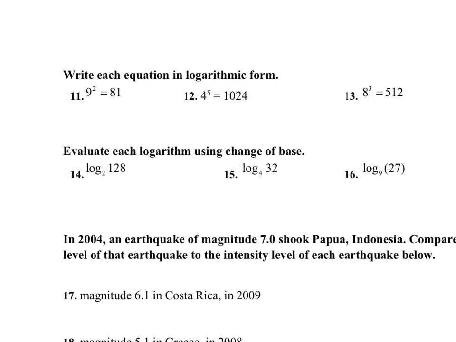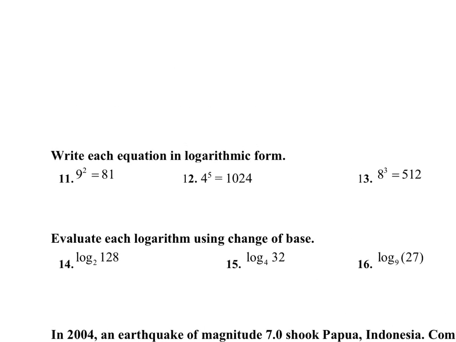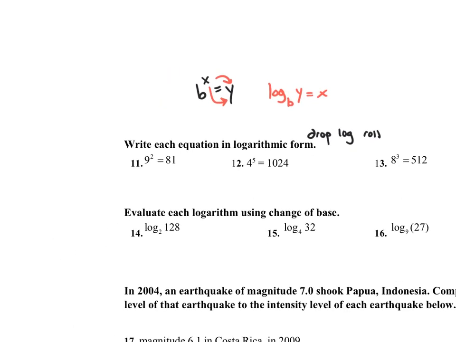So here it says, write each equation in logarithmic form. And what this is is our drop, log, and roll. So we'll have a base raised to some power x is equal to y. We'll drop the base with a log, and then the x and y roll spots. And what it allowed us to do is get the exponent isolated.